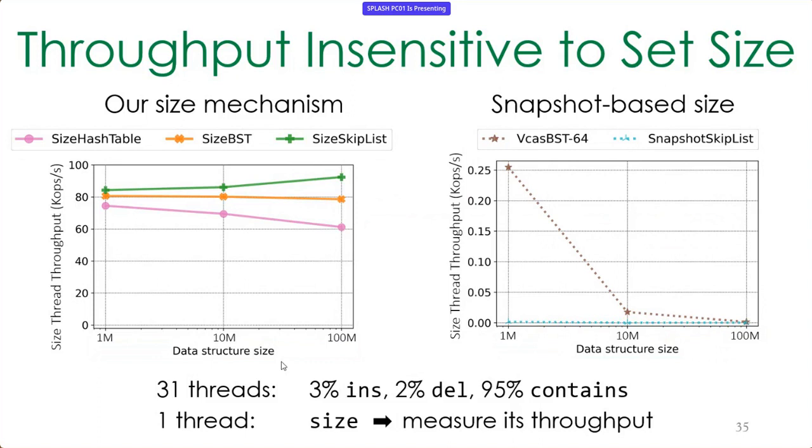So on the left, you can see that our methodology is actually insensitive to set size because the throughput is roughly the same for different set sizes. And what you can also see is that our methodology outperforms the snapshot-based implementations. Actually, it outperforms them by orders of magnitude, and this is why the scale of the 2 graphs is different.